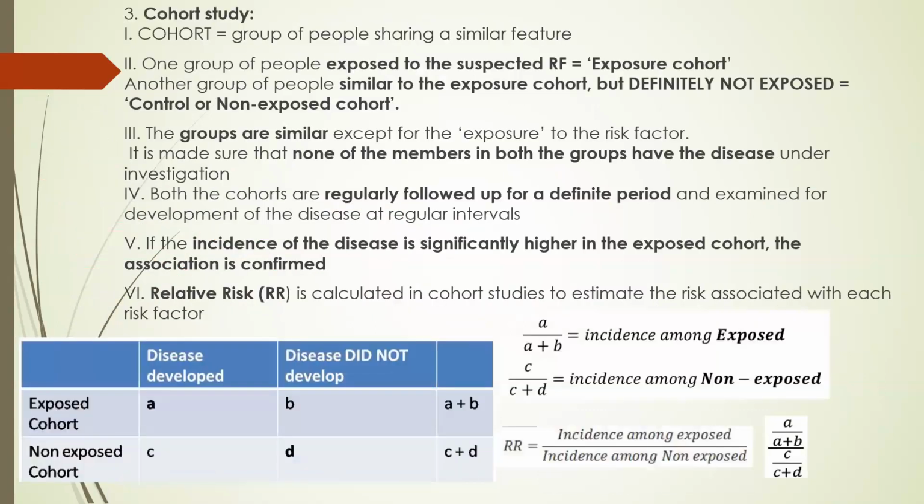Now moving on to cohort study. Cohort study is generally a prospective study, but you even have a retrospective one. So let's see what a cohort is. Now what is a cohort? A cohort is generally a small group of people who have a similar feature. The similar feature could be age, or gender, or ethnicity, or something. It could be anything. So basically they will have a similar feature in common.